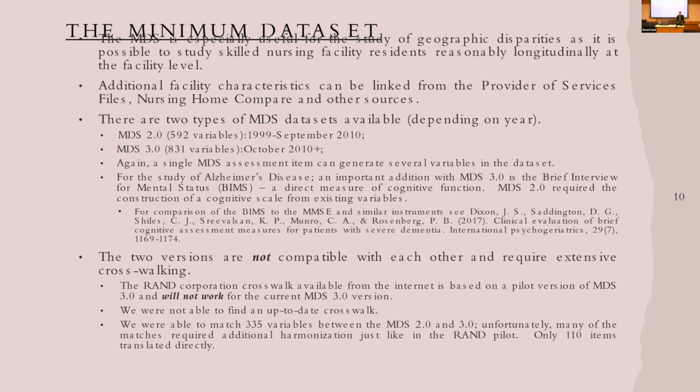For the study of Alzheimer's, an important addition of MDS 3.0 is the Brief Interview for Mental Status, which is a direct measure of cognitive function. MDS 2.0 required the construction of a cognitive scale from existing variables, which actually worked. It wasn't a bad scale. It worked fairly well, but now we have one that's directly designed to test cognitive status. And there are articles on mapping BIMS into MMSE and some of the other mental tests which are commonly used.